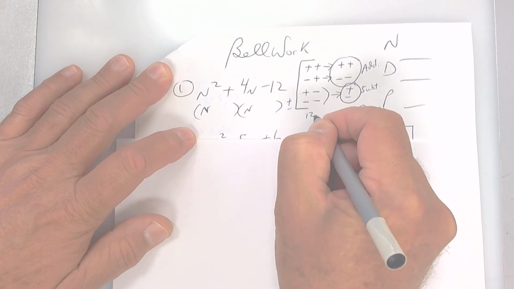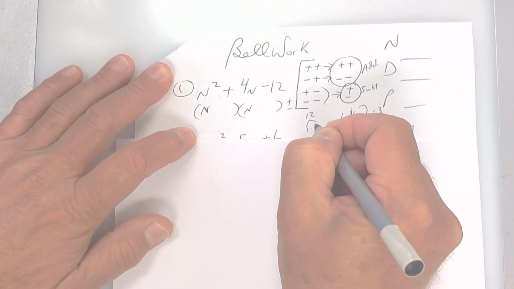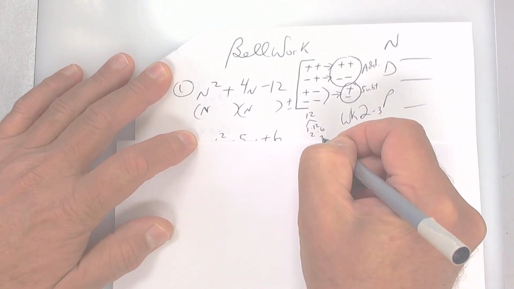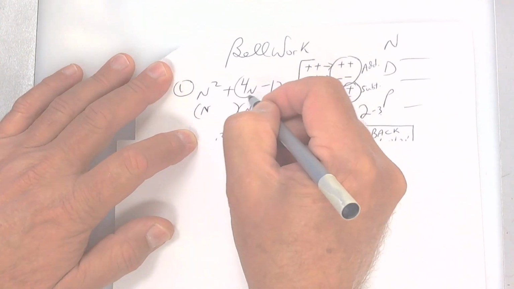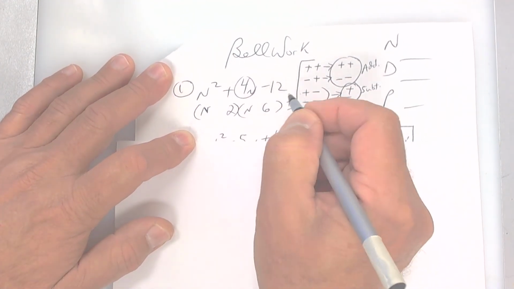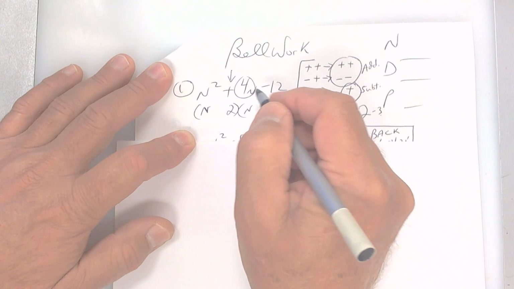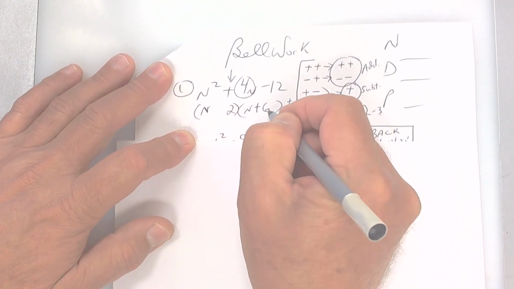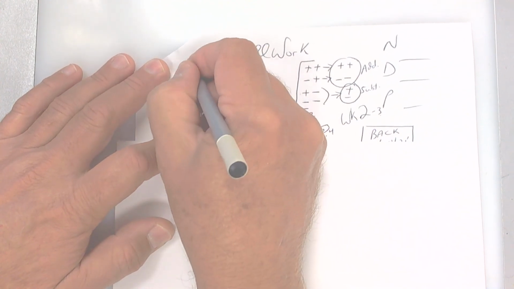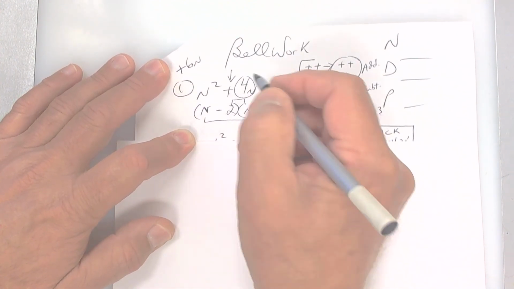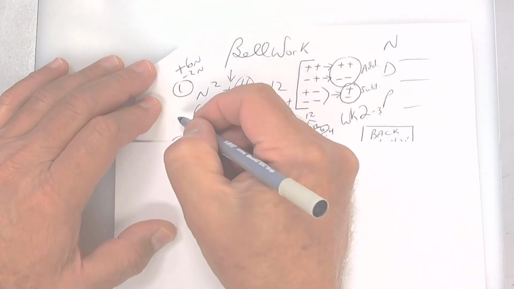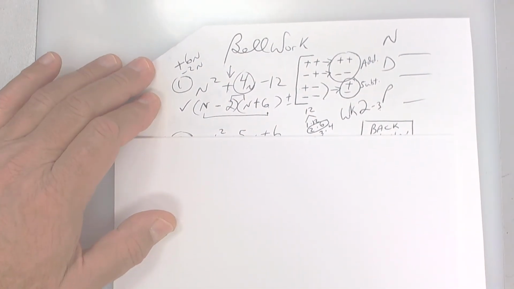So take 12, 1 times 12, 2 times 6, and 3 times 4. And we're trying to get a 4 here, so it's got to be that one. So put 2 and 6. And the middle one is a plus. So put the plus with the bigger one. Check your outer, that's 6, positive. Check your inner, that's a negative 2n, and that gives you a positive 4n. So that's definitely right. If you want to know for certain, use FOIL.